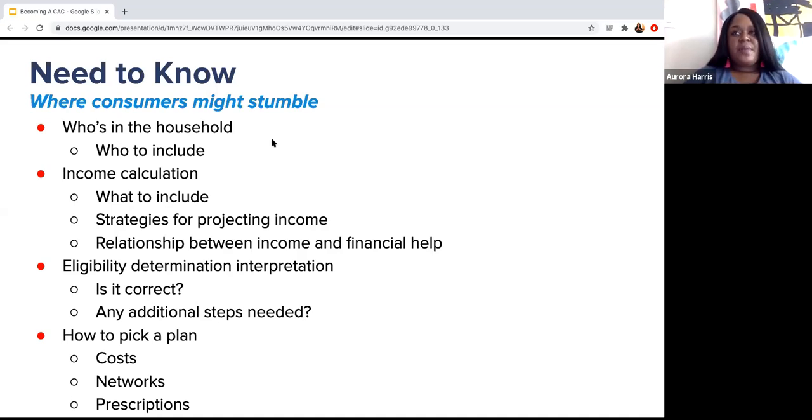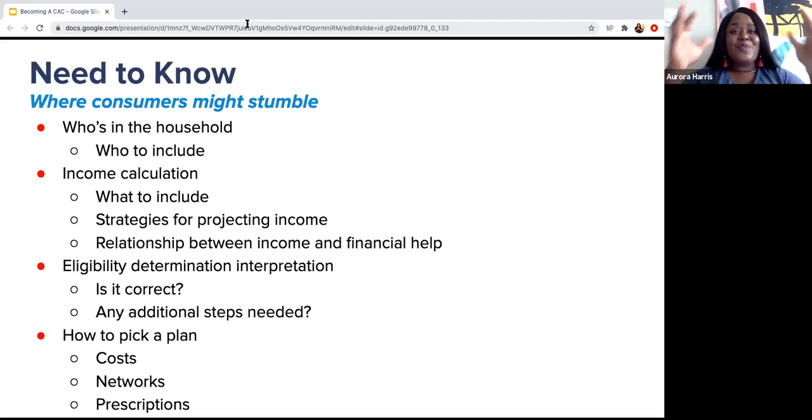The eligibility determination is another place where folks kind of stumble. So understanding the whole process, and I'm not sure if folks on the call have ever done a healthcare.gov application before, but when you complete the application, it tells you how much of a tax credit you can get based on your income, household size, all the things that you entered in. And then the tax credit goes toward paying off a premium.